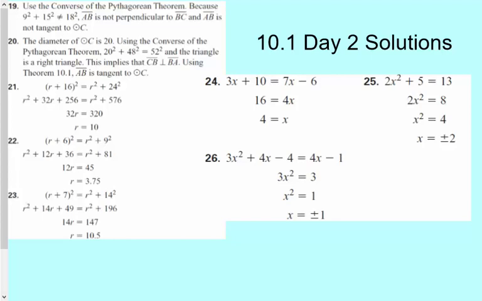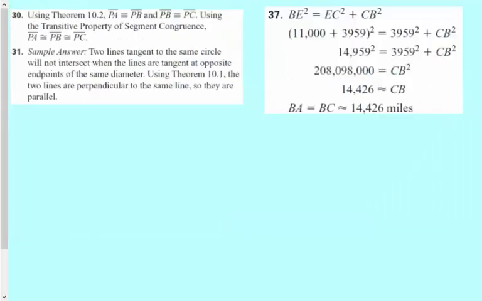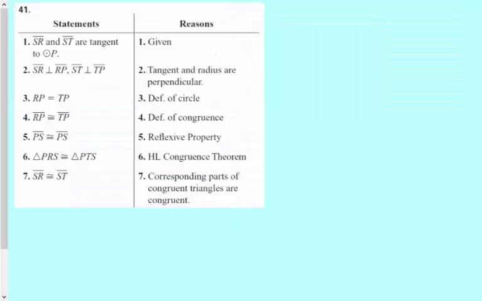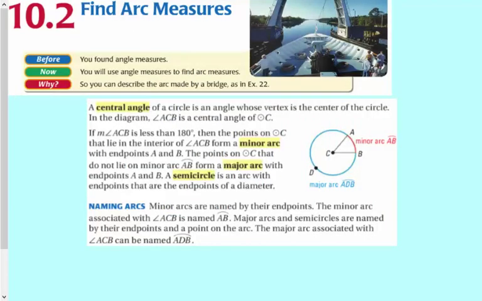Here are the answers for 10.1 day 2, using some Pythagorean theorem, converse of the Pythagorean theorem, and there's some quadratics in there too. So if you need help with those quadratics, make sure to ask me in class. It's something you guys learned last year in algebra. If you need help with this proof, let me know. Back to triangle proofs, proving triangles are congruent to show that parts are congruent. That's been a theme this year.